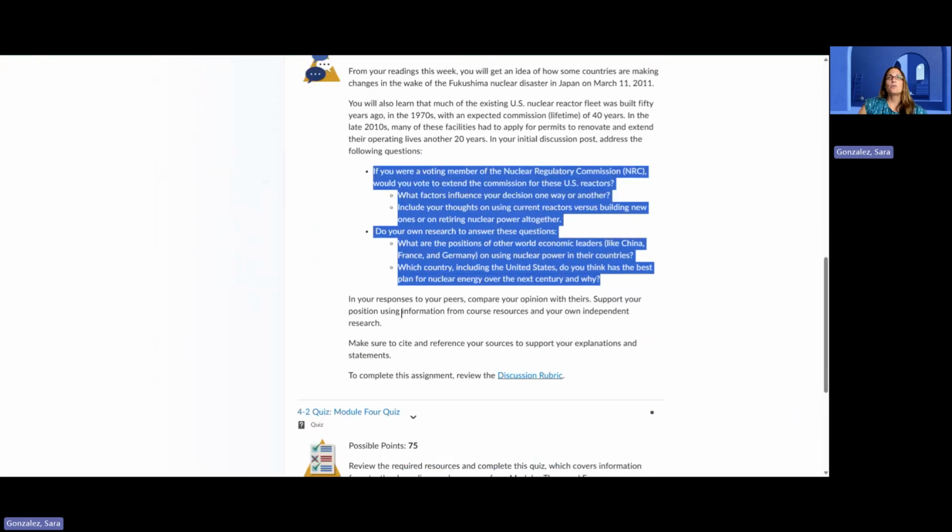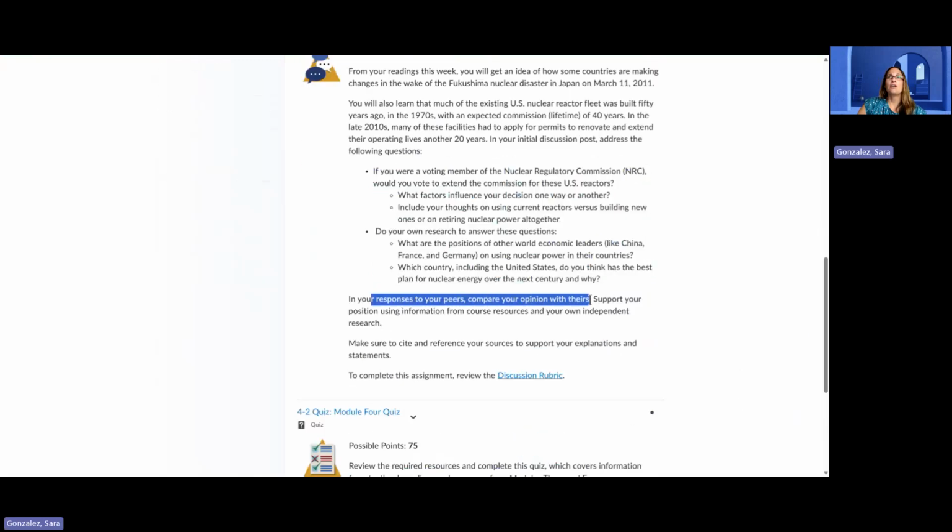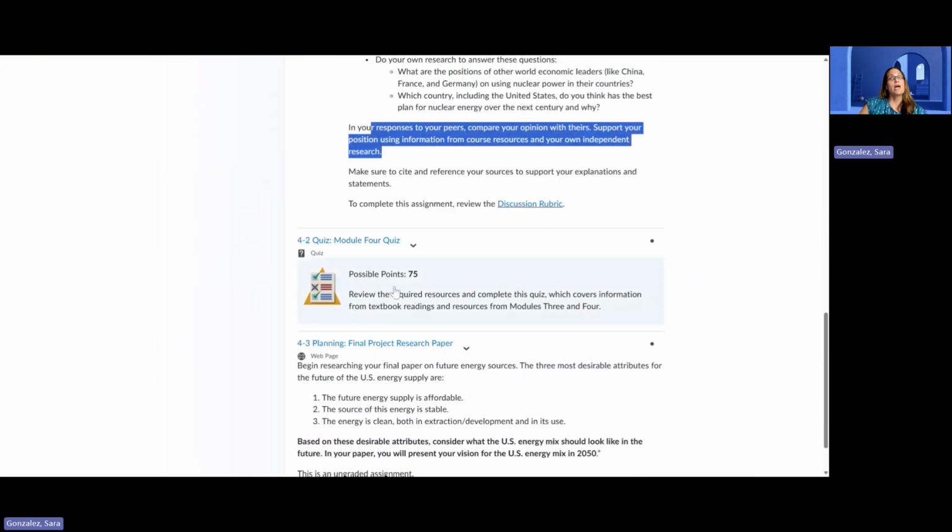In your responses, which are due on Sunday, you're going to compare your opinion with your classmates. So remember, it's okay to agree to disagree, just be respectful, and also include citations and references to back up your information. So with the discussion, your initial post is due Thursday, and your 2 follow-up responses due by Sunday. You also have a quiz to complete that is also due by Sunday.